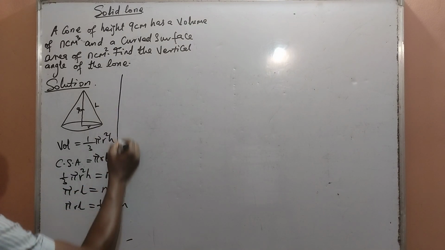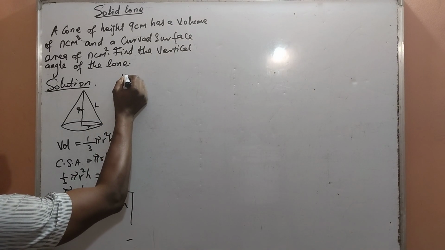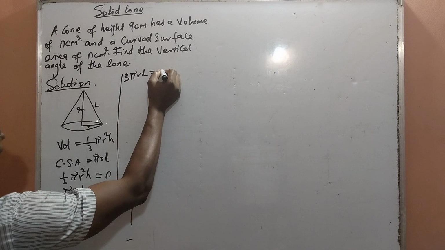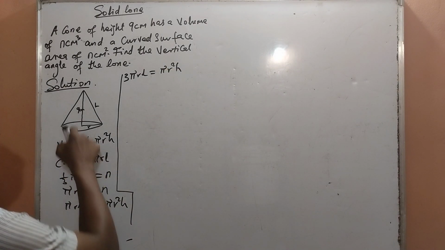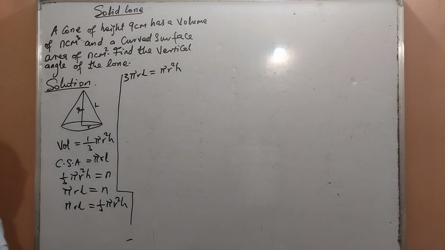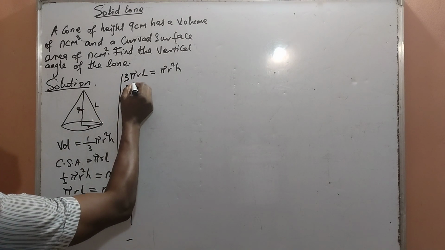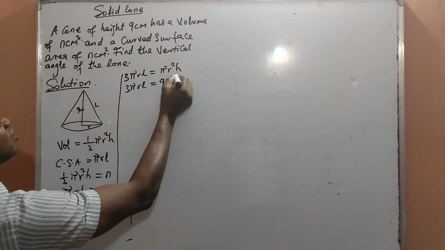Now, moving forward, we can say, therefore, that by cross multiplication, 3 can come to the left hand side to give me 3 pi r l is equal to pi r squared h. But then, I know the height. The height of the cone is given as 9 centimeters. Therefore, I can write 3 pi r l is equal to 9 pi r squared.